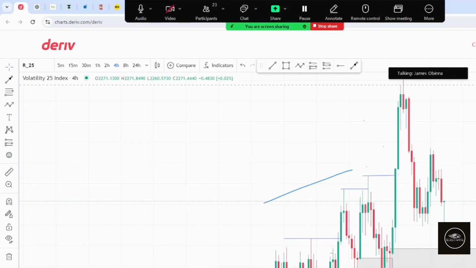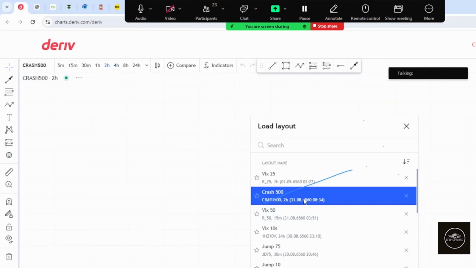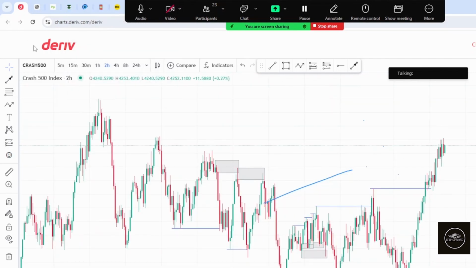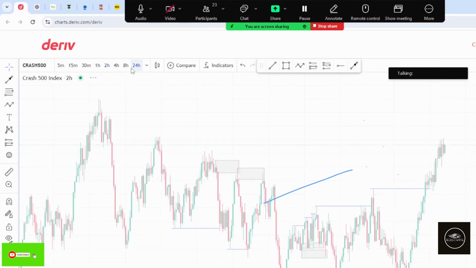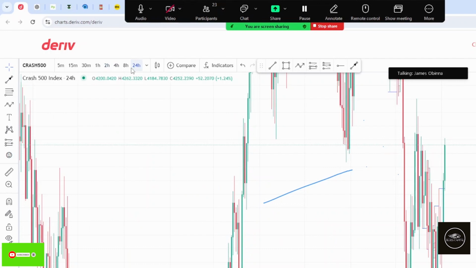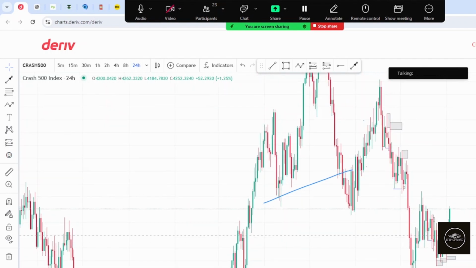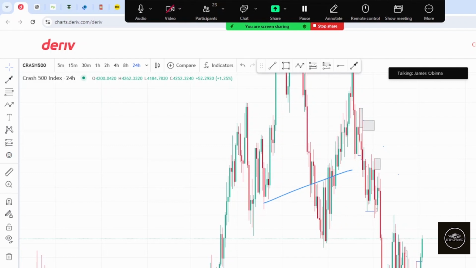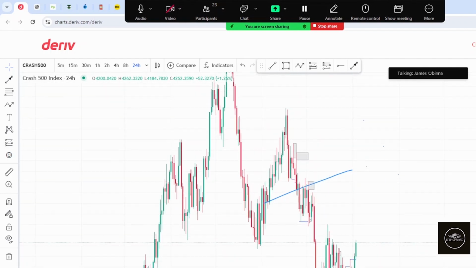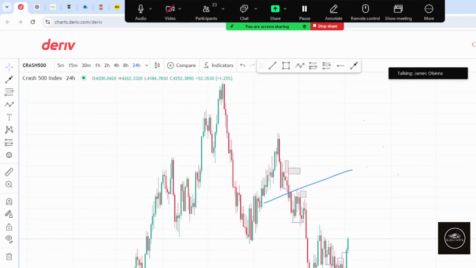So moving down to another pair. That's Crash 500. Let's do the top-down analysis as usual. Remember, once you want to analyze, start from the higher time frame down to the lower time frame. That's what we call top-down analysis. If you don't know how to do top-down analysis, go to my YouTube channel, Bliss Capital. You can watch the video there, starting from high time frame to lower time frame.